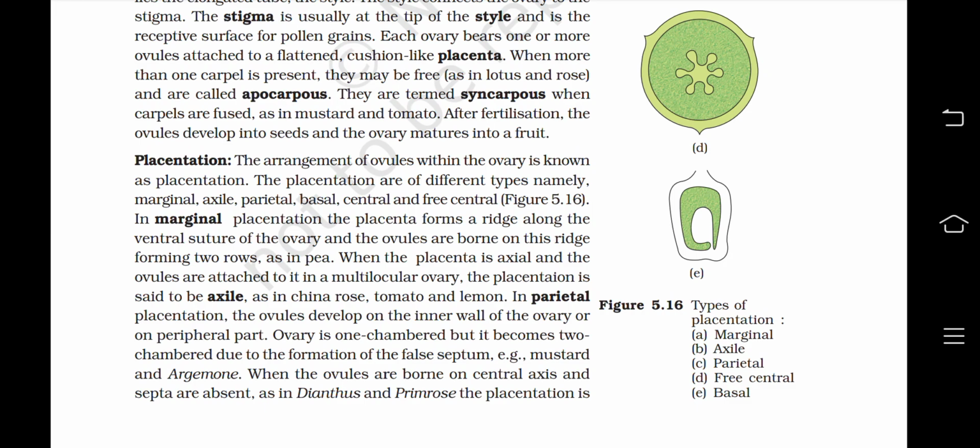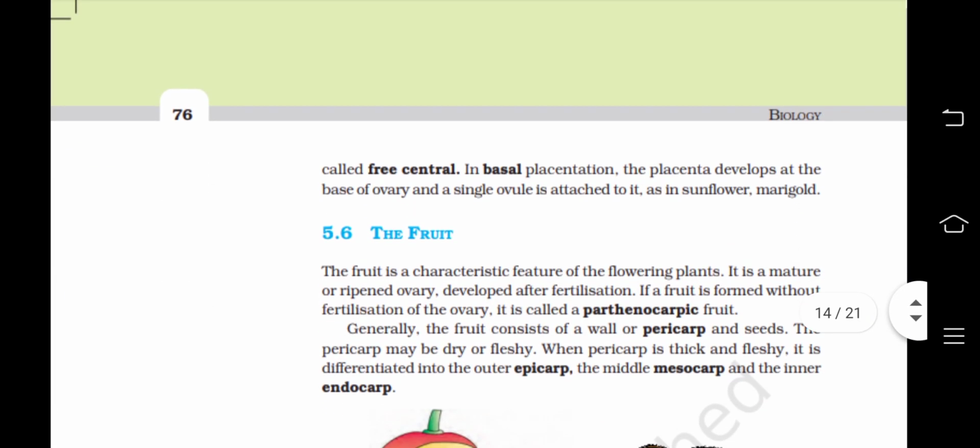In parietal placentation, the ovules develop on the inner wall of the ovary or on peripheral part. Ovary is one-chambered but it becomes two-chambered due to formation of the false septum. Example: mustard and argemone. When the ovules are borne on the central axis and the septa are absent, as in dianthus and primrose, the placentation is called free central. In basal placentation, the placenta develops at the base of ovary and a single ovule is attached to it, as in sunflower and marigold.